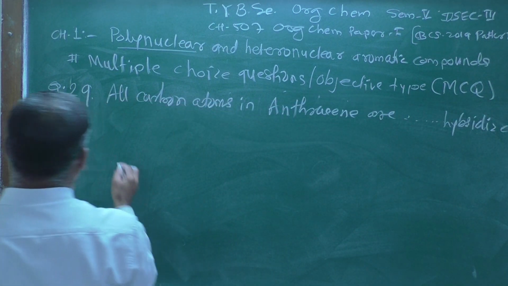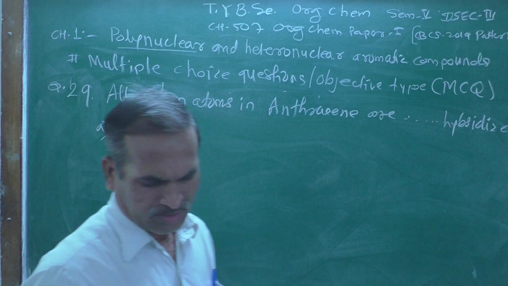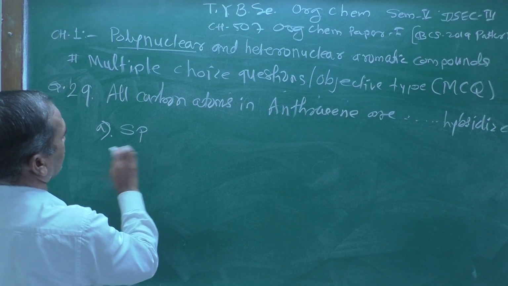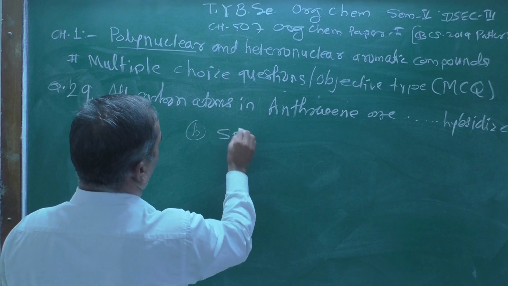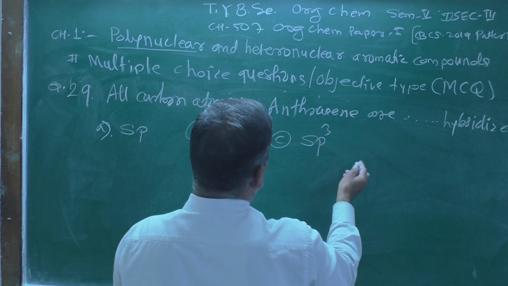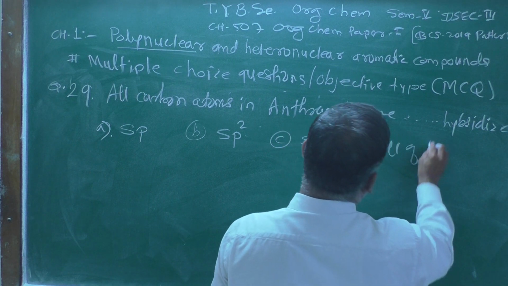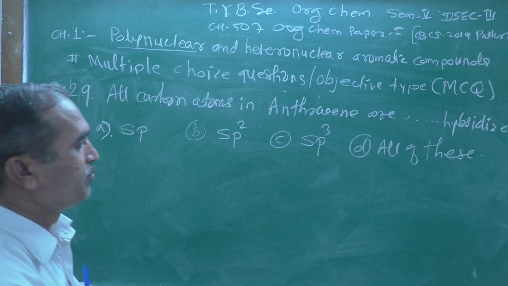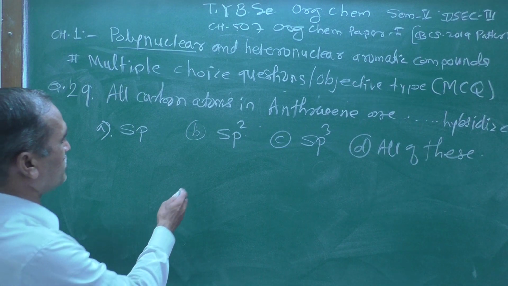Let's see, the options are as follows. A, sp hybridized. B, sp2. C, sp3. And D would be all of these. What do you think? Which will be the correct option from these?